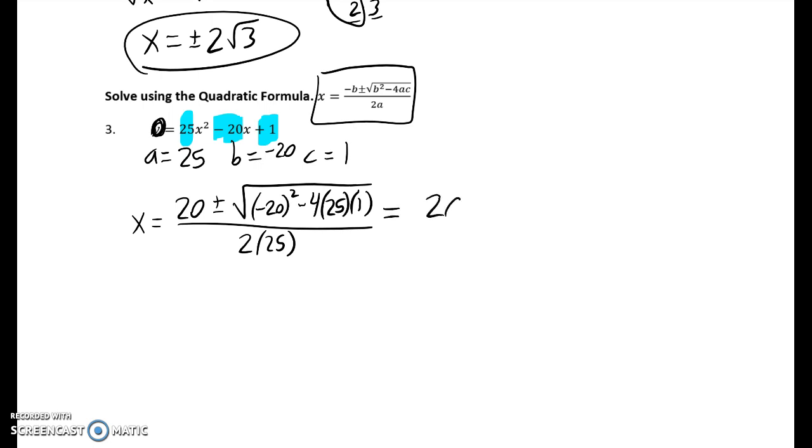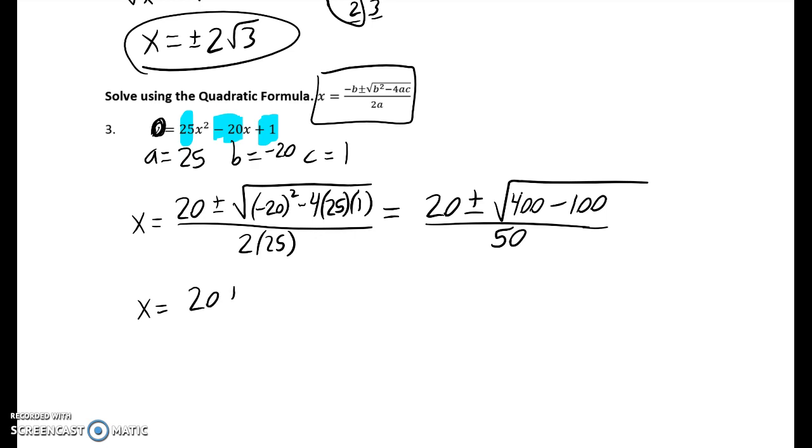Now the real hard work begins. You just have to simplify this. So negative 20 squared. Well, a negative times a negative is a positive. So 400. And then negative 4 times 25 times 1 is a negative 100, all over 2 times 25 is 50. Okay? I know these numbers look big, but trust me, this will work out okay. All right. Next step, 400 minus 100. So we get 20 plus or minus radical 300 all over 50.